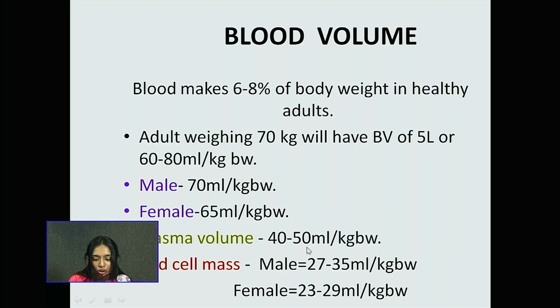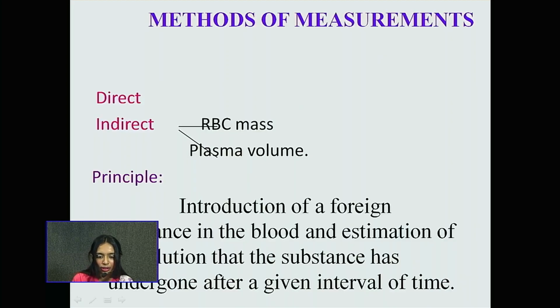Plasma volume is 42 ml per kg body weight, and red cell mass in male is 27 to 35 ml per kg body weight, and in female it is 23 to 29 ml per kg body weight. Methods of measurement are direct and indirect. The indirect one consists of RBC mass and the plasma volume.